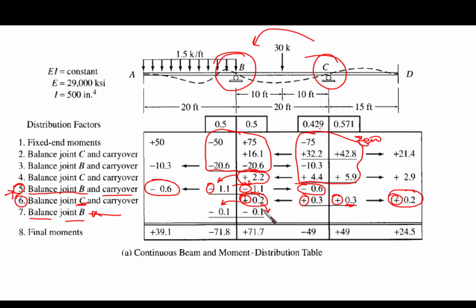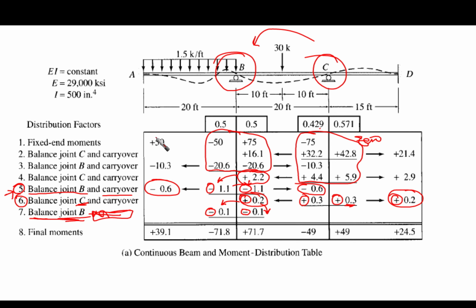So you're going to balance this moment by 0.1 and 0.1 with the opposite sign. And that's it. You stop here. Do not make any carryovers. Okay, stop at balance joint B. We stop because it is very trivial now, very small. We are stopping at 0.1, which is nothing. So we stop here. Then what should we do? What is the end of this process?